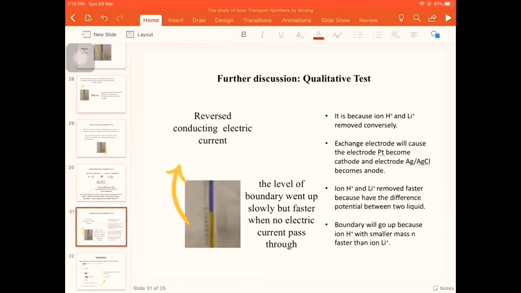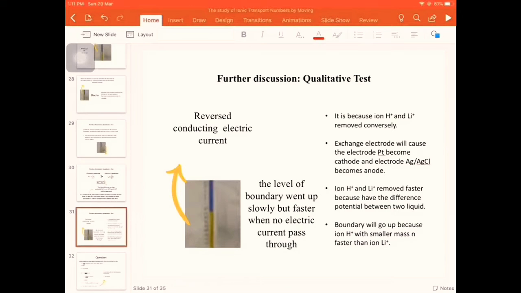Next, we reverse the conducting electric current. The level of the boundary can be observed to go up slowly, but faster than when no electric current passes through. This is simply because the H plus and Li plus ions move conversely. The exchange of the electrodes makes the platinum electrode become the cathode and the silver electrode become the anode, a switch of the electrodes. Before this, we let the Pt be the anode and the silver chloride be the cathode.